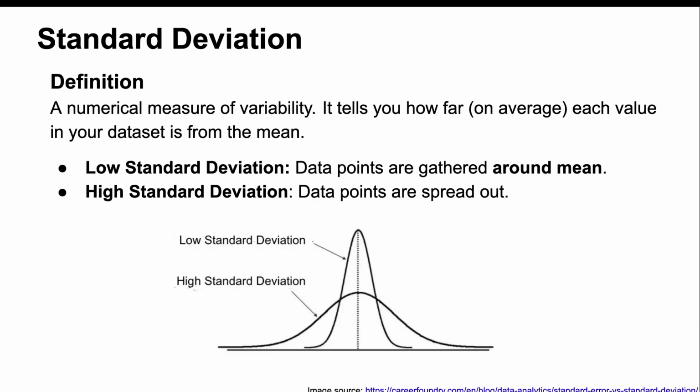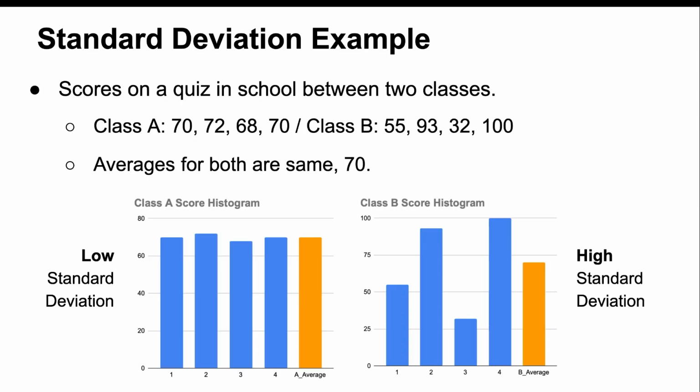Standard deviation. Standard deviation is the most commonly used statistical measure of variability. It is a numerical value that represents how far, on average, each data point is from the mean of the dataset. It's essentially the average distance from the average. A low standard deviation means data points are gathered around the mean. A high standard deviation means data points are spread out.